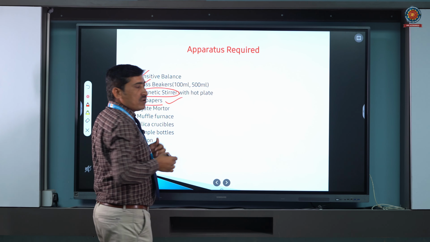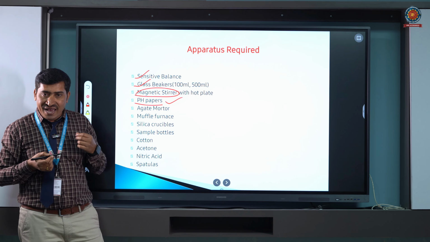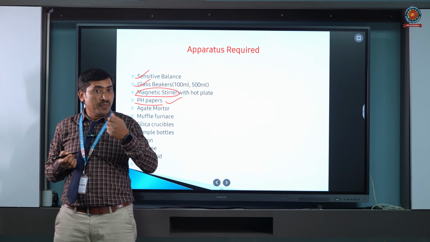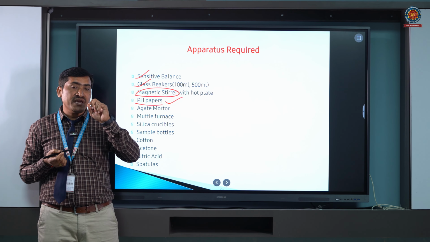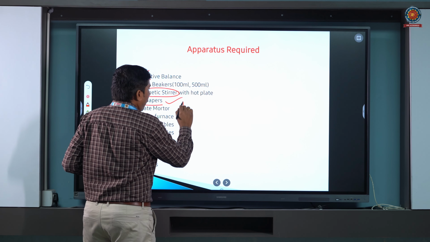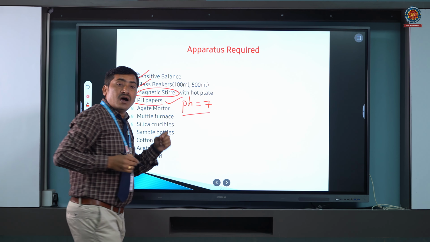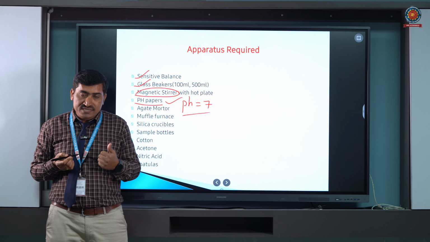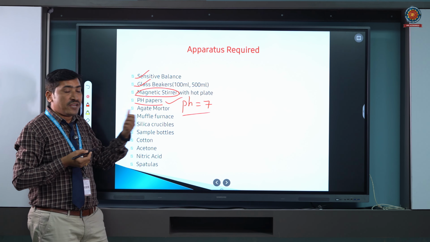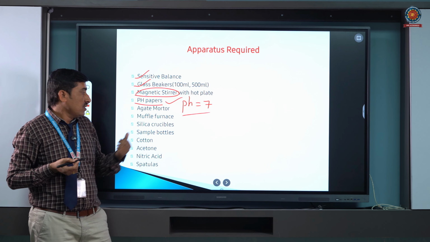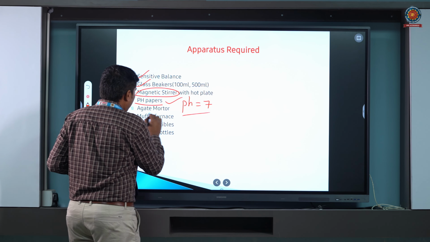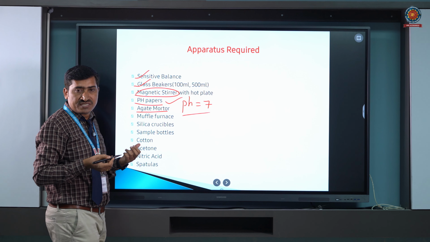It will decide whether our sample is acid, basic, or neutral. But we want neutral. How much? pH equal to 7. We want pH equal to 7. Then we get a fine or homogeneous powder. That is the pH paper. Agate mortar: this is used for grinding our sample.